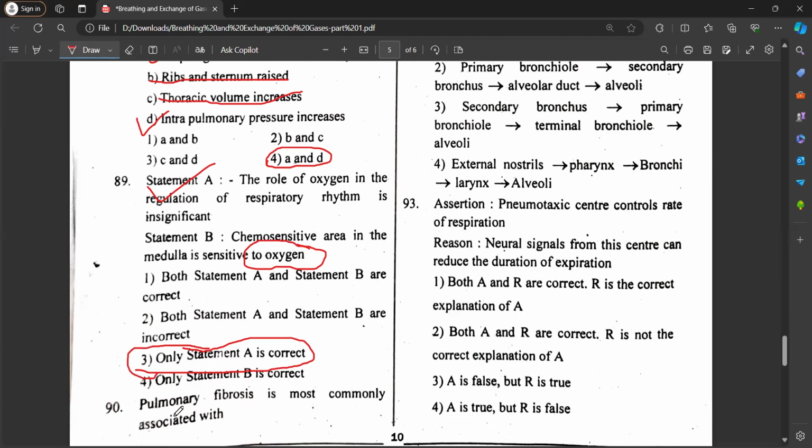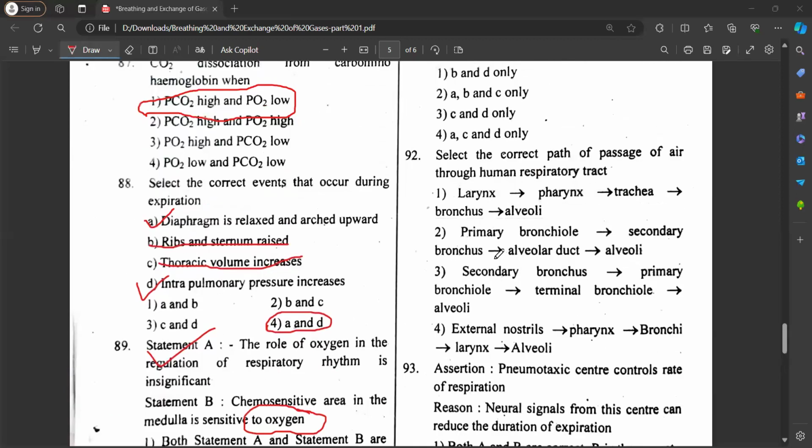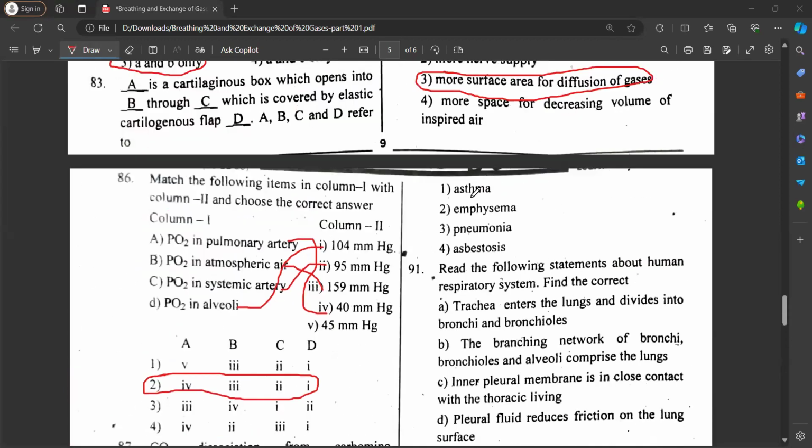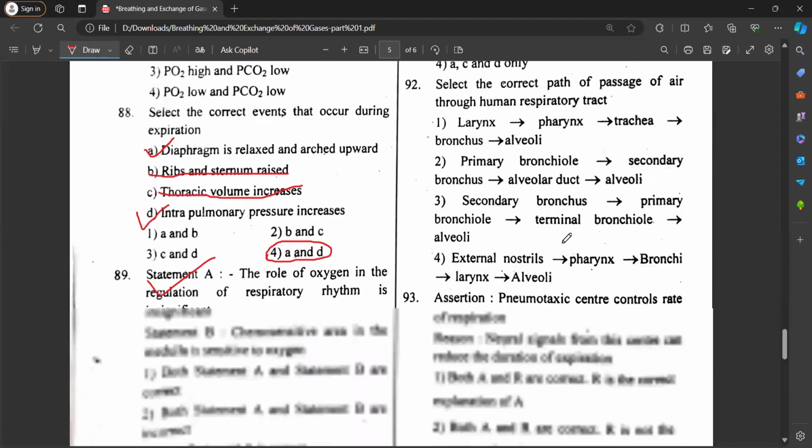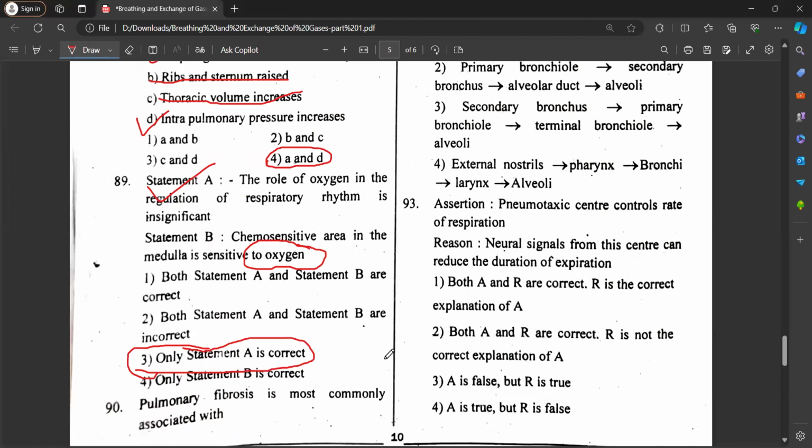Next one. Pulmonary fibrosis is most commonly associated with asthma? No. Bronchitis? Emphysema? No, emphysema is associated with cigarette smoking. Pneumonia, it's a bacterial infection. Asbestosis. Clear? So pulmonary fibrosis is most commonly associated with asbestosis.